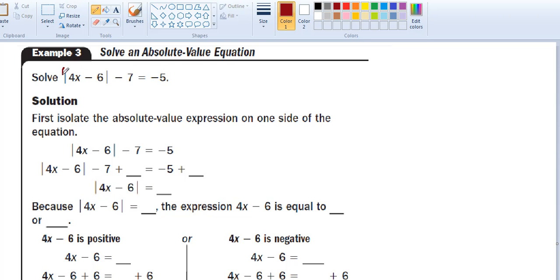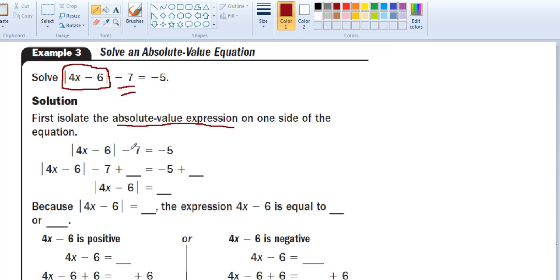So what you're going to do here is just kind of pretend like this is one big thing you can't touch. We can't touch that yet. You're going to try to just isolate that. To isolate this thing right here, what you have to do is get rid of that negative 7 first. Okay. Now, how do we do that? Right here. Look right here. We're going to isolate this absolute value expression.